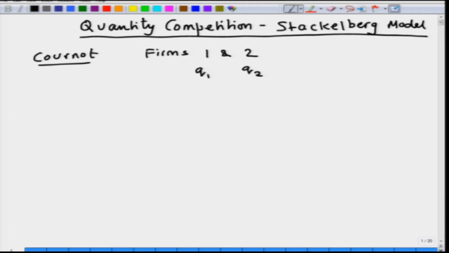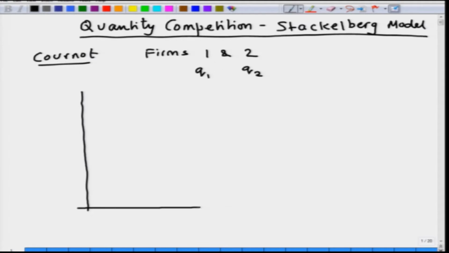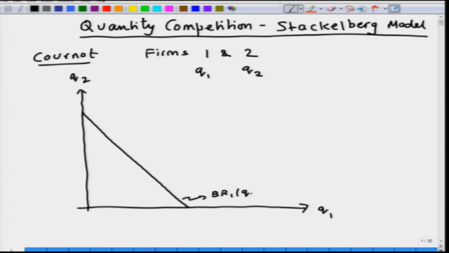So, we were asking what is firm 1's best response to every possible choice of Q2 chosen by firm 2. Then we asked what is firm 2's best response for every possible Q1 chosen by firm 1. We had drawn the two best response functions and we figured out what the Nash equilibrium was. And if I quickly draw the best response functions, so we have Q1 and we have Q2. The best response function for firm 1 was this downward sloping line. So, this was the best response function for firm 1 as a function of firm 2's output, and firm 2's best response function was something like this.